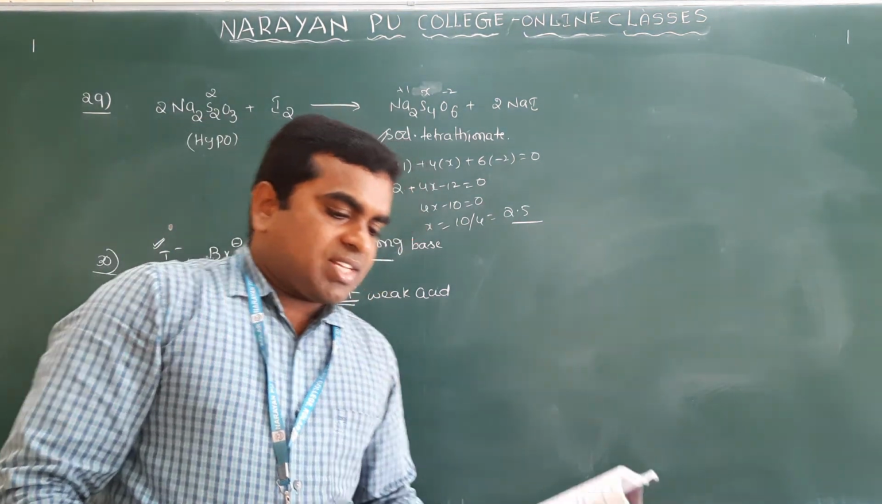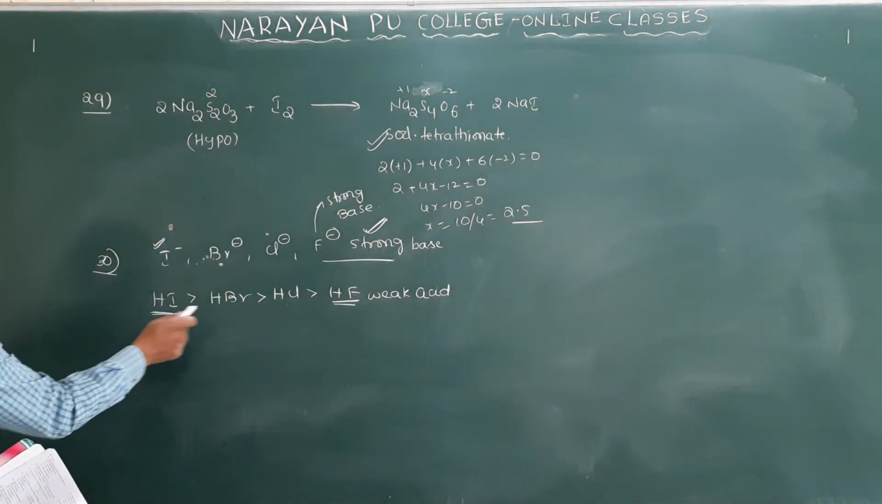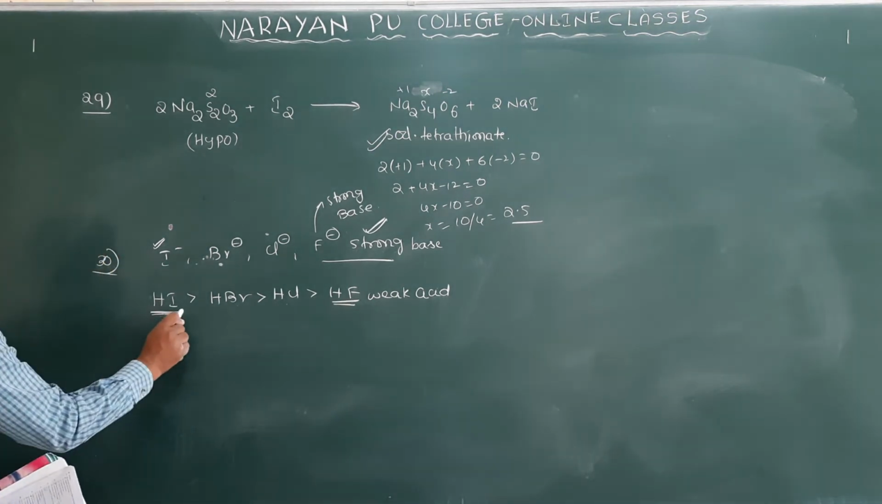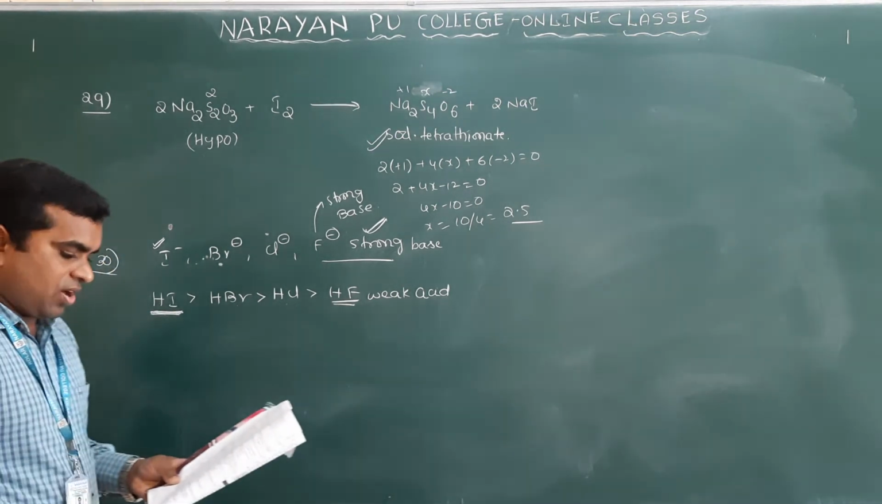Now mark the strongest acid. Just now I mentioned HCl, HBr, HF and HI. Which one is the strong acid? HI is the strongest acid.